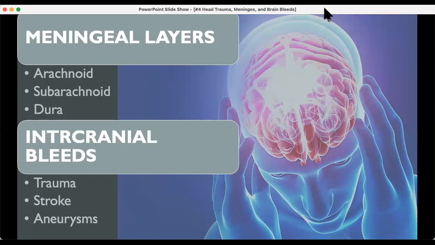To know about where these locations are, you first have to know about the meningeal layers. And the layers, the three layers briefly, are arachnoid, subarachnoid, and the dura layers. And then we'll talk about intracranial bleeds. And these can occur from an aneurysm, from strokes, from trauma.